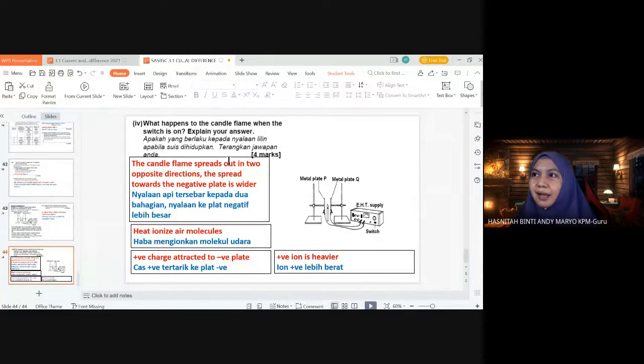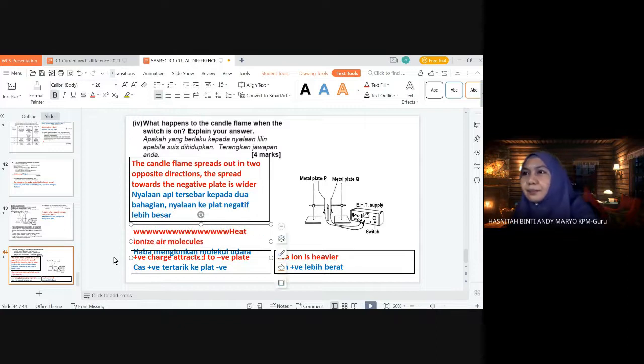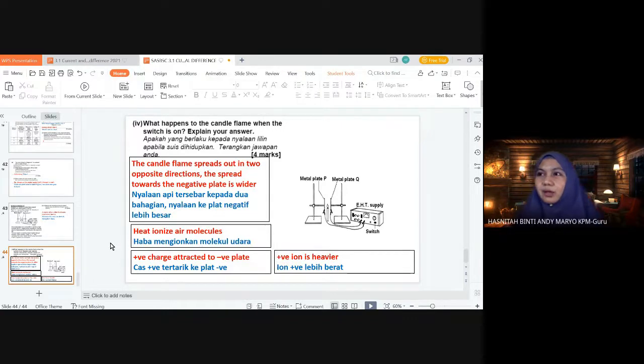The candle flame spreads out into opposite directions. The spread towards the negative plate is wider. Actually, for the first one, you can write this. This is answer number 1: heat ionizes a molecule. This is the first mark. You say the candle flame heats the air around and ionizes it into positive or negative ions. You can answer like that, or you can simply say heat ionizes the air molecule.